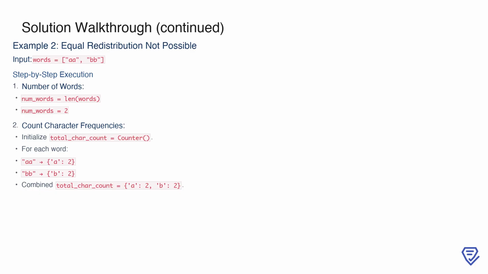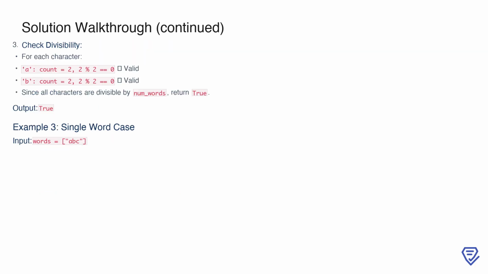In another example, we examine the input words equals AA, BB. First, we calculate the number of words, which is 2. This forms the basis for checking the divisibility of the character counts. Next, we count the character frequencies. For the word AA, the frequency is A:2. For BB, it's B:2. Combining these gives us a total character count of A:2, B:2. This indicates that we have 2 occurrences of A and 2 occurrences of B across all strings combined.